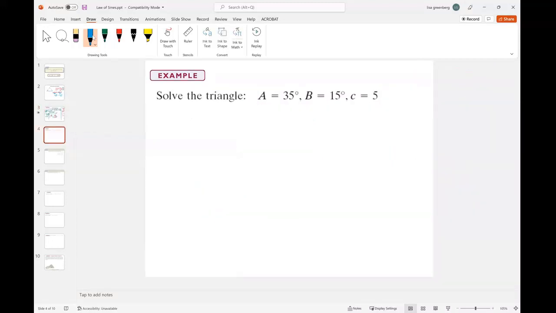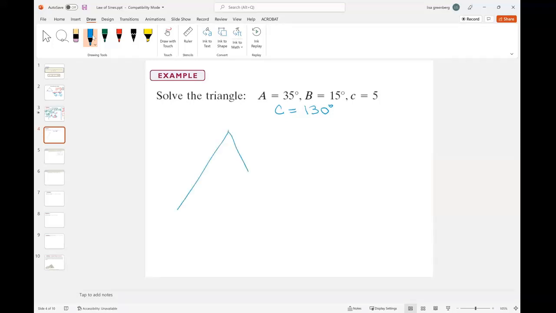I mean, I don't mind doing one more, but the harder ones are the ones where you're only given 1 angle, because then you don't have all 3 angles. But again, here we have 2 angles. So I know my third angle is going to be 180 minus 50. So it's going to be 130 degrees, right?